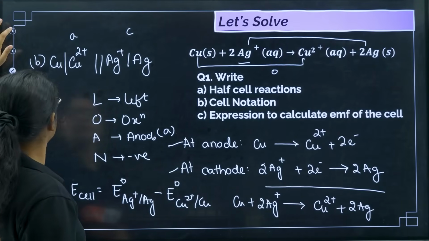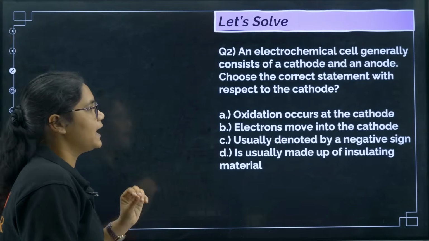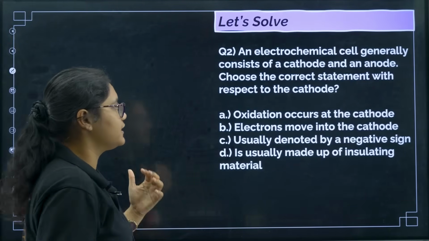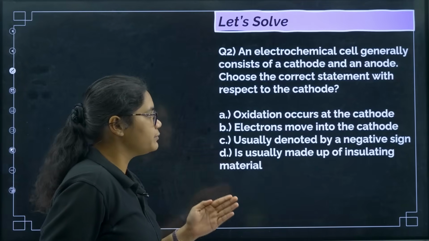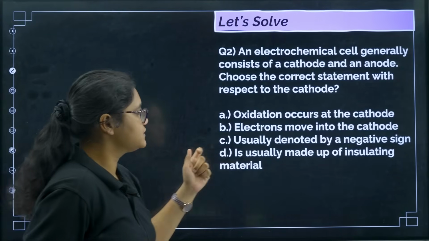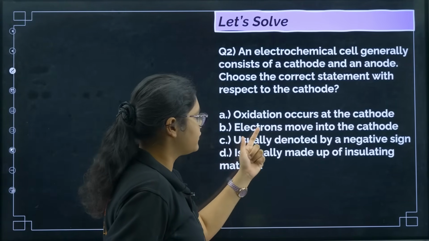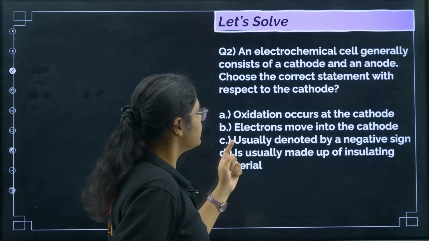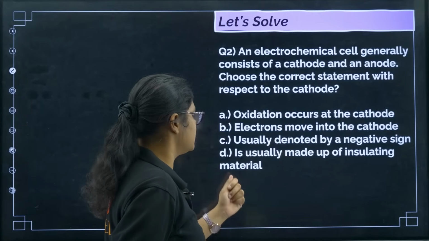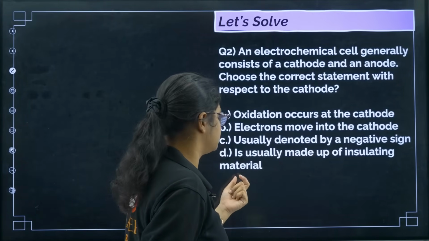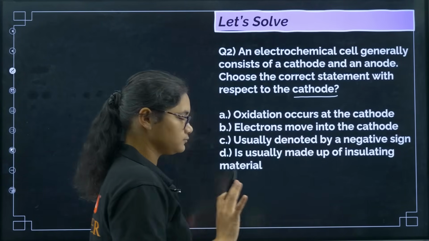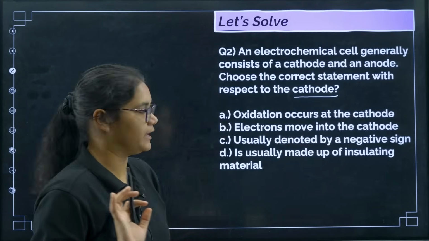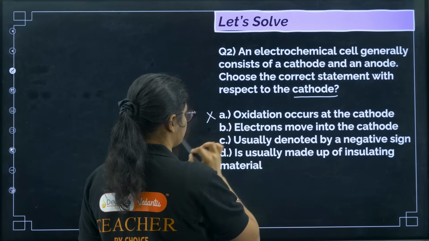Now let's move forward. An electrochemical cell generally consists of a cathode and an anode. Choose the correct statement with respect to the cathode. Oxidation occurs at the cathode. Electrons move into the cathode, usually denoted by a negative sign, usually made up of an insulating material. You have to tell the correct statement about the cathode. At the cathode, reduction always takes place, so oxidation occurs at the cathode is wrong.